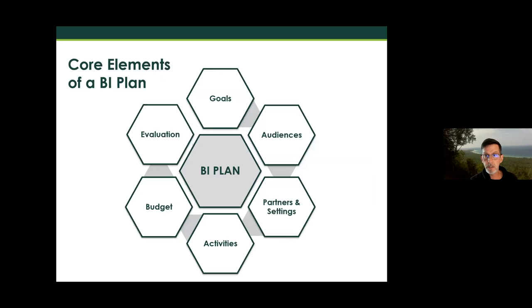So the session today is organized around the 6 core elements of a sound BI plan. So what are your BI goals? Who are the audiences you intend to work with? In order to reach those audiences, who will you need to partner with? And what is the setting for the BI activity? What are the BI activities themselves? What does your BI budget look like? And then how are you going to evaluate whether you achieve the broader impacts goals that you set for yourself?